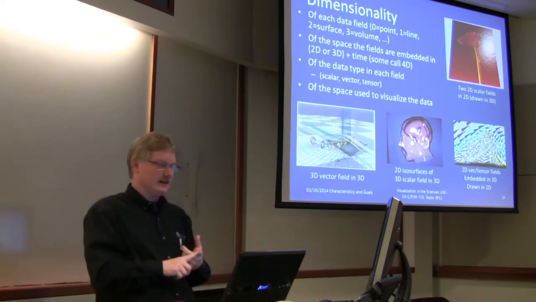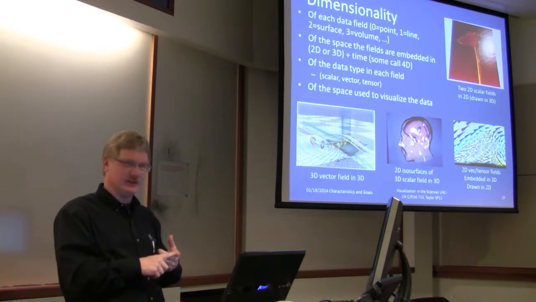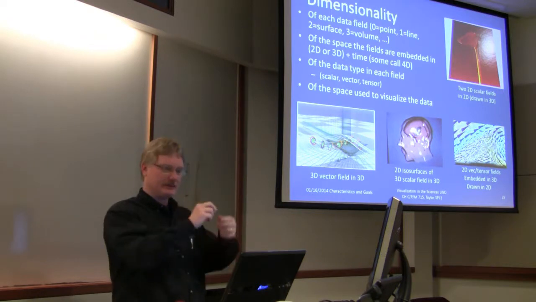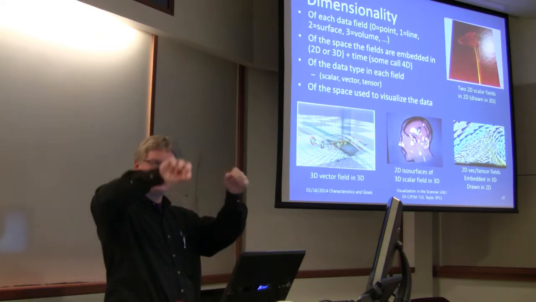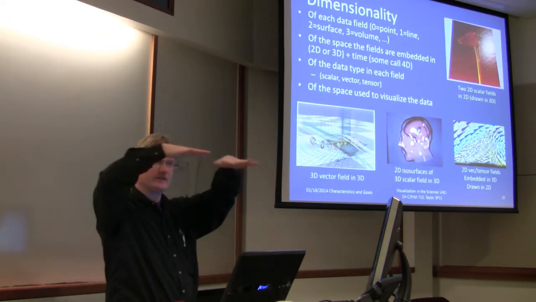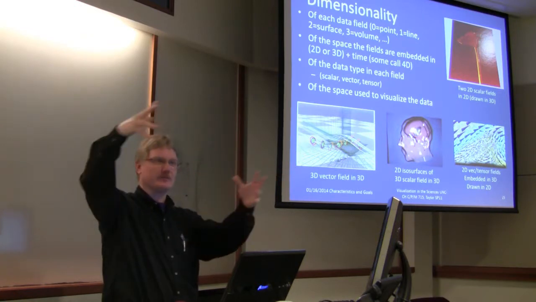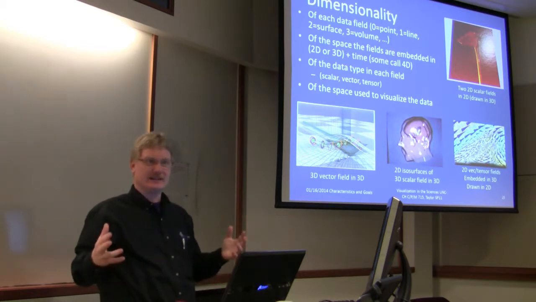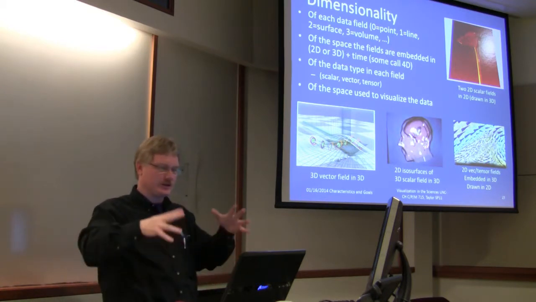So it can mean the dimensionality of each data field, right? So in other words, I've got some data. It might be at a point. It might be at a line, which is 1D, or a 1D curve. It might be a 2D surface that I've collected the data in, or it might be a volume that I've collected the data in. Right? So this is the dimensionality of the field that I've collected the data from, right?